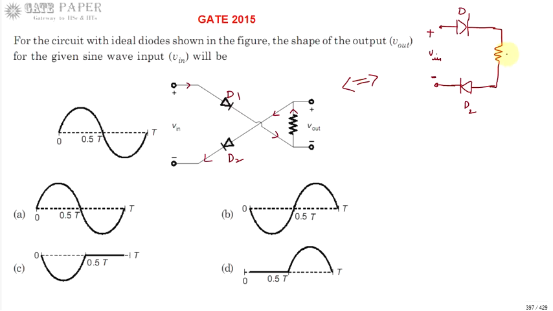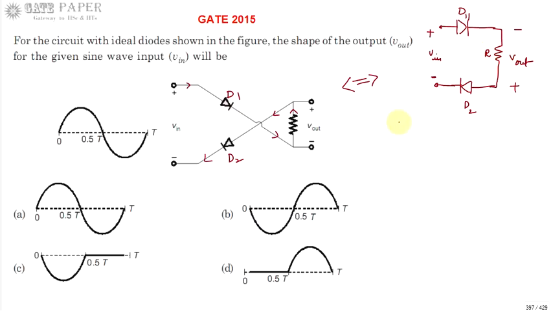Now this is R, the resistance, and V out. V out is given as plus and minus. So if you observe, the positive terminal of V out is connected with the P side of D2, and the negative node of V out is connecting to the N side of D1. So this is exactly the same circuit.